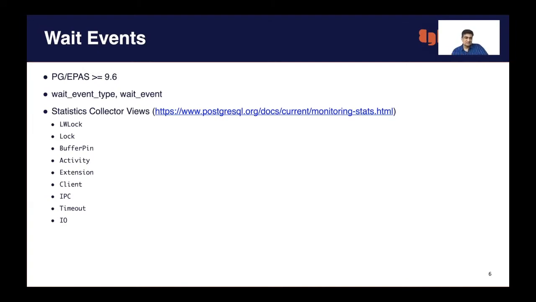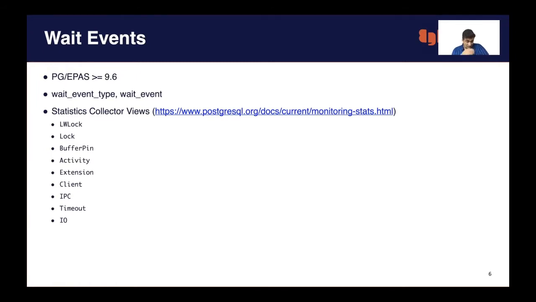Then Extension, where extensions are doing some operations. A lot of extensions do pre-planning and execution planning, and all those stuff can be done, or post execution they are doing some operations. Those are the things that go into Extension. Then, as I said, Client, where the client is reading or writing; all those things go into the Client wait event type.